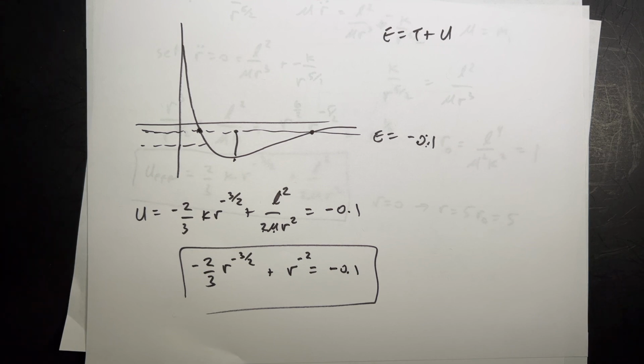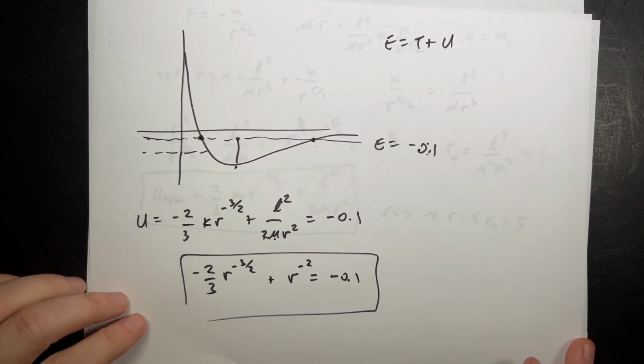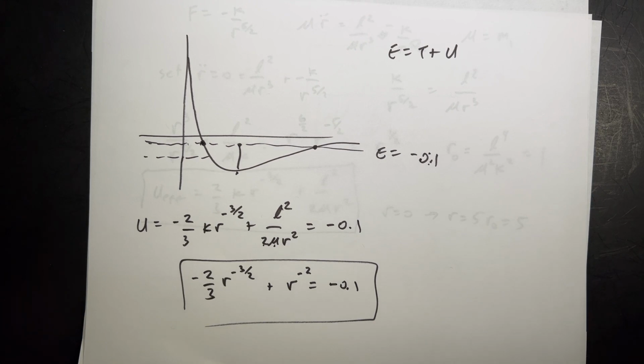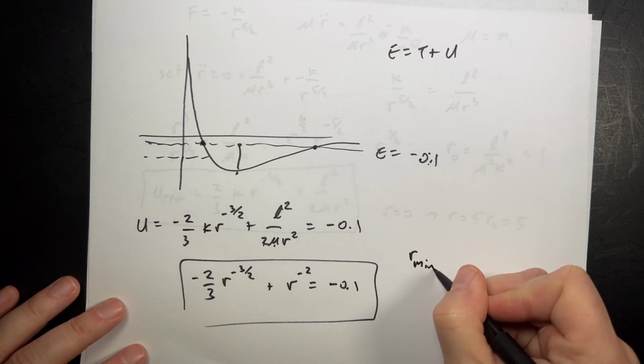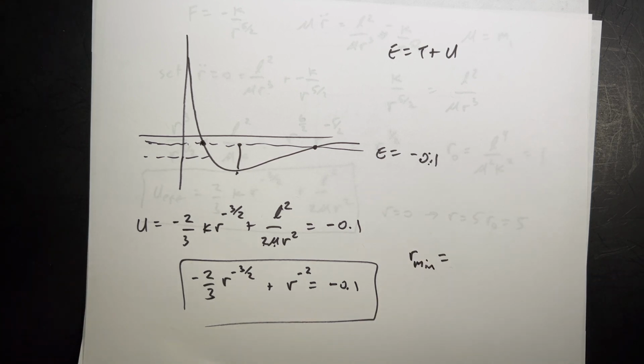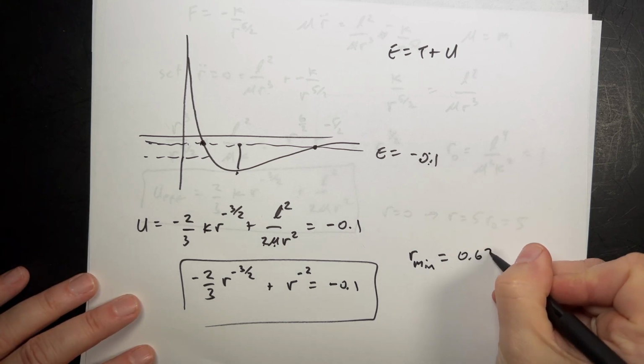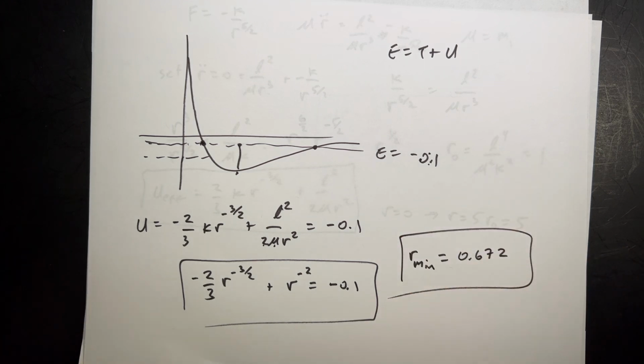But if we want to solve it graphically, we can. We could solve it numerically, or we could solve it graphically. And the best way, I think, to solve it is to just look at the graph. So let's just estimate the value of R min from the graph. I'm just switching over here real quick. I'll write it down. R minimum is 0.672. Okay, so that's part B.